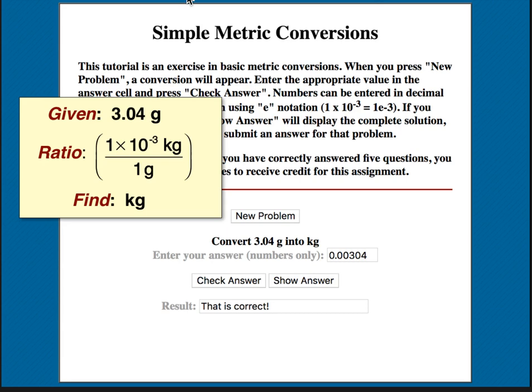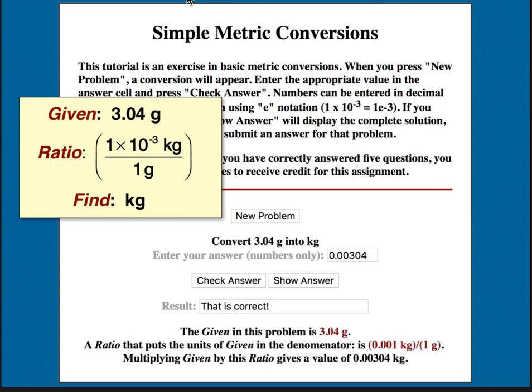Now, if you try this and you can't quite get it, click on the Show Answer. Here's your given, here's your ratio, and here's the answer. Isn't that neat? Any questions?